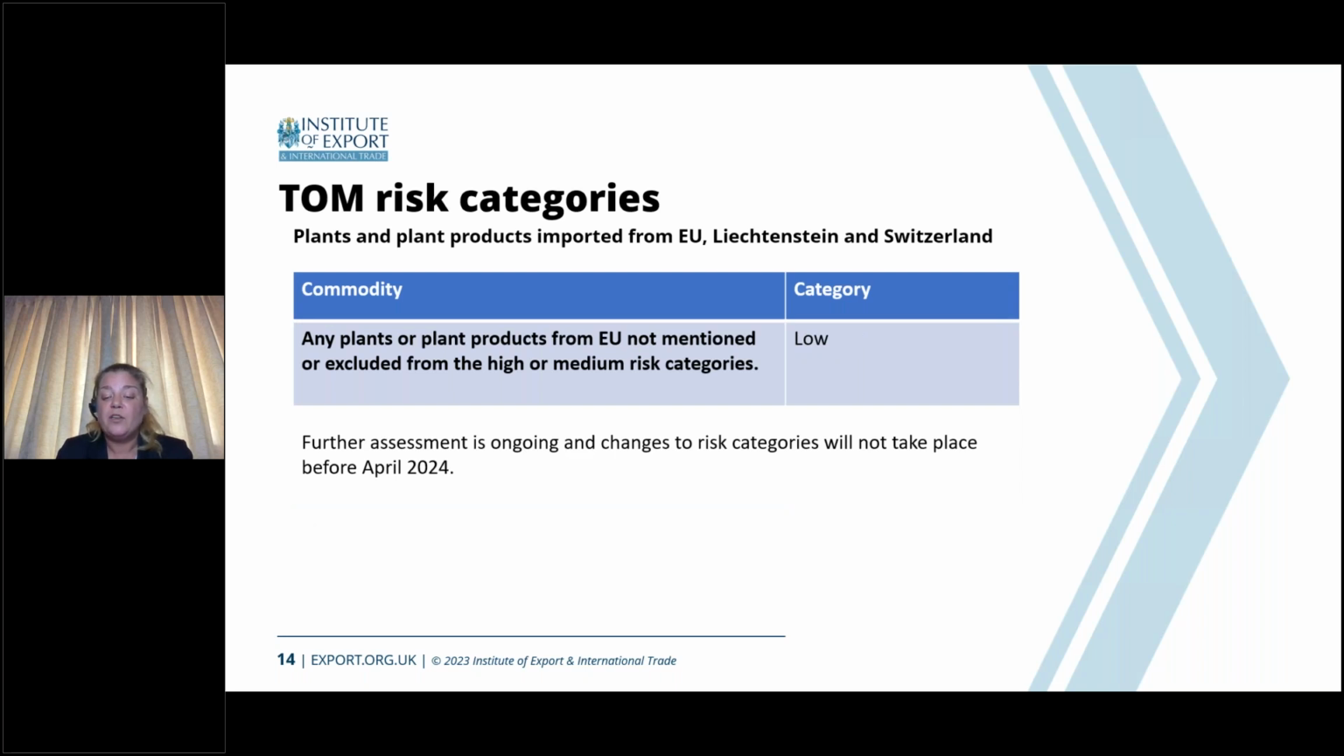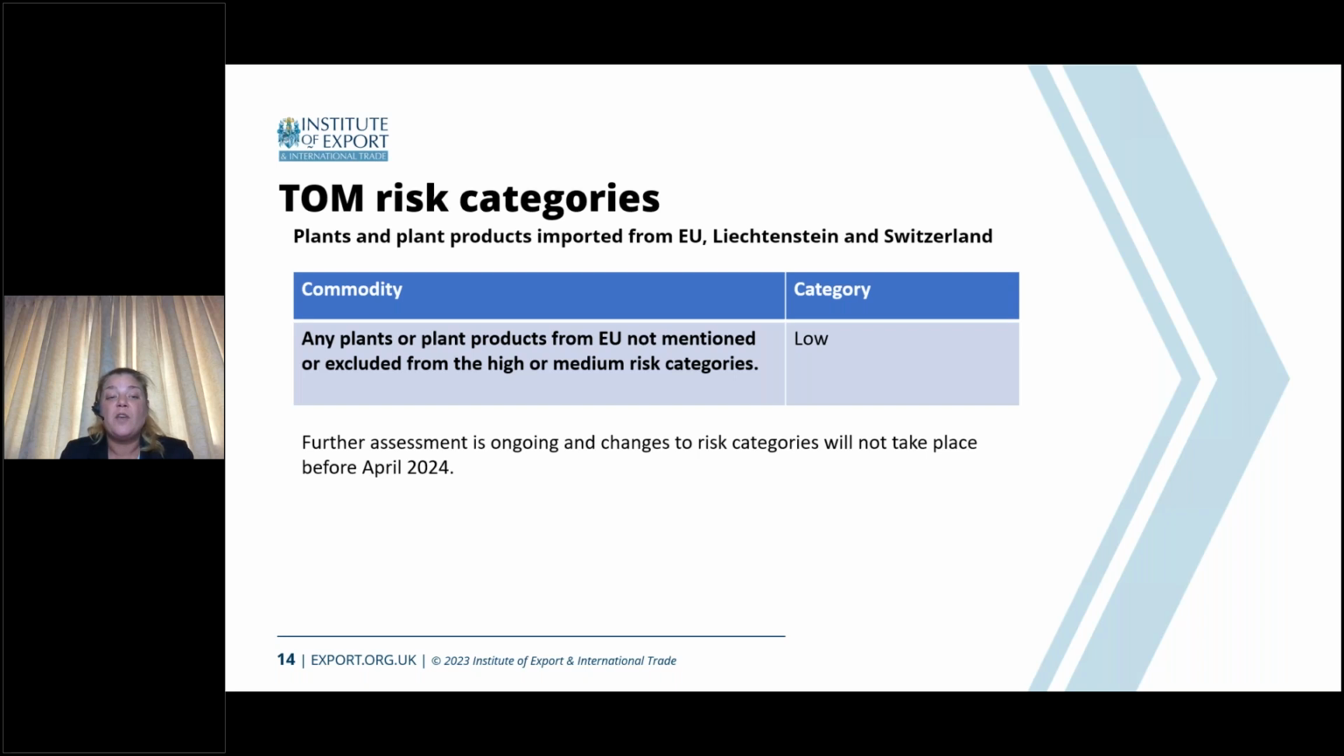So here we have the low risk categories, and it's worth noting that there will be further assessment of ongoing based on the biodata, statistics and expert advice, just to name a few of areas that input for this information. So that further assessment will be ongoing, and it's not due to take place until April 2024. So items in the low category can move into a higher risk category at any given time, dependent on the risk assessment and the origin.